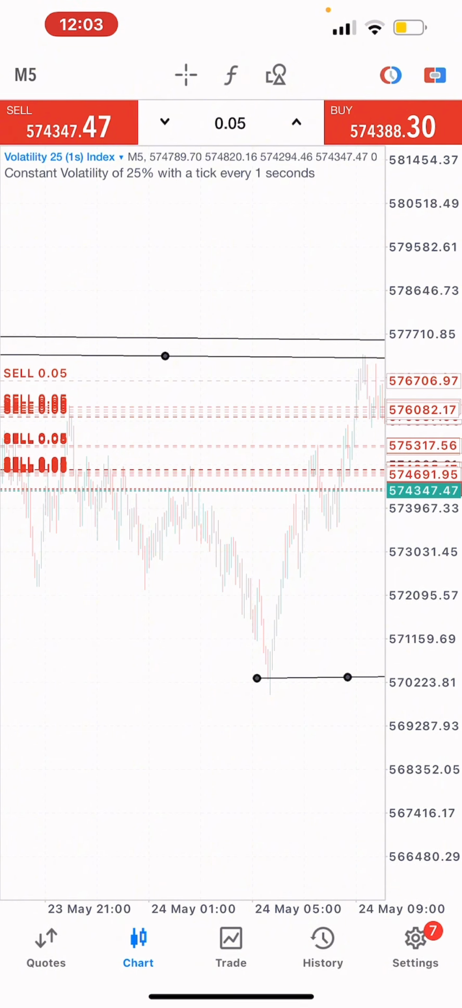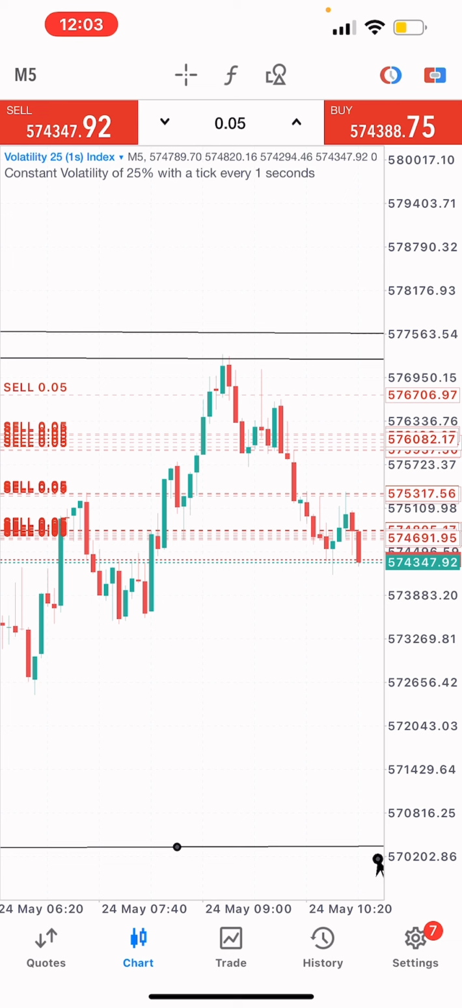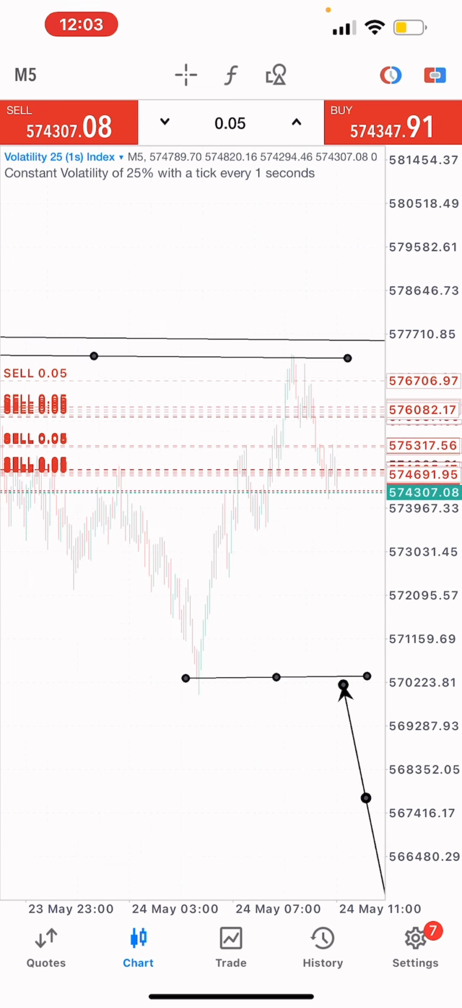I'm telling you, this strategy works 99% of the time, because you flip your account, guys, without drawdown, without anything.